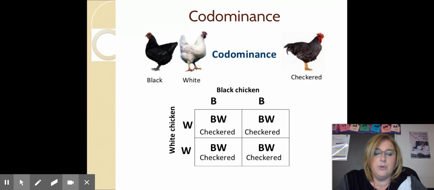Since in this case, these feathers are codominant, they both use their letter and the offspring will have big B, big W. When you go to write the genotype, we will write them in alphabetical order. So that's why I have the B listed first and the W listed second. Just put them in alphabetical order, both using their letters, both letters getting capitalized. And that will indicate when you see two letters both capitalized, you have a codominant trait, and your offspring will have black and white feathers.